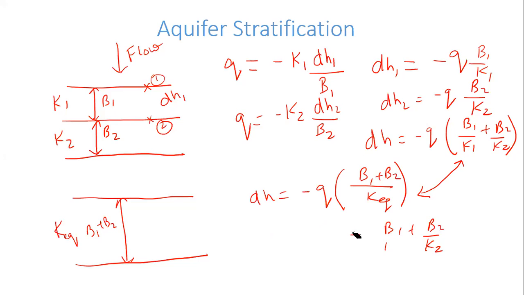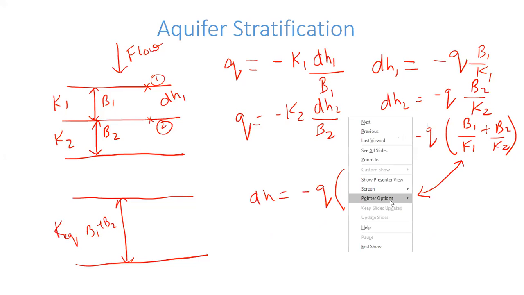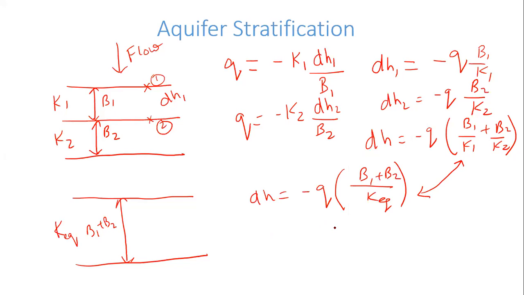Let me quickly write this in short form, since I don't have space. I will write the generic expression: 1 by K equivalent equal to sigma Bi by Ki divided by sigma Bi. Have I got the math okay? The algebra is fine.